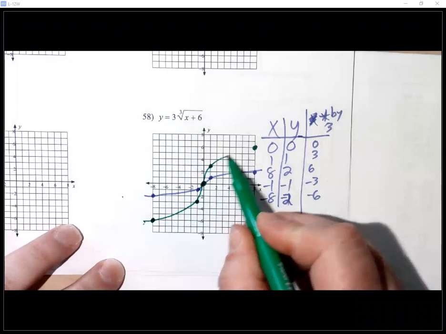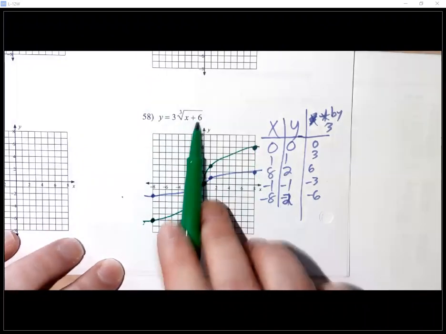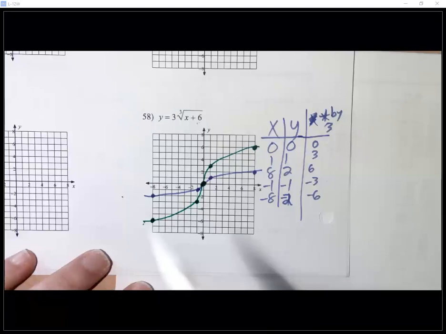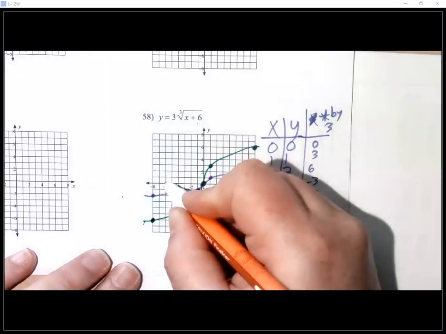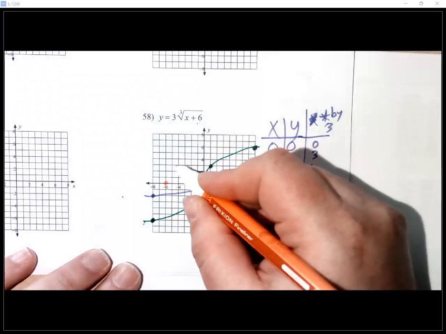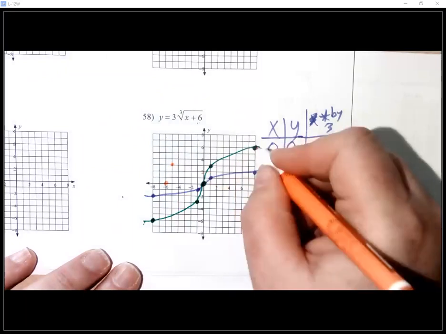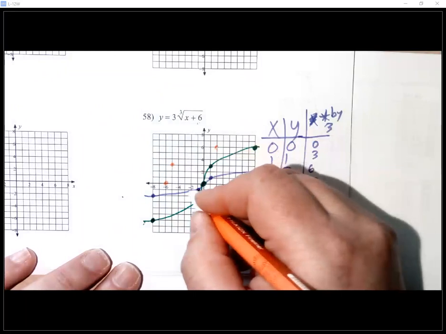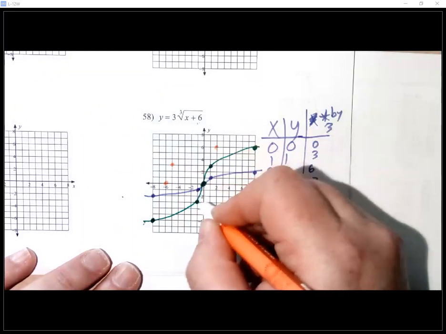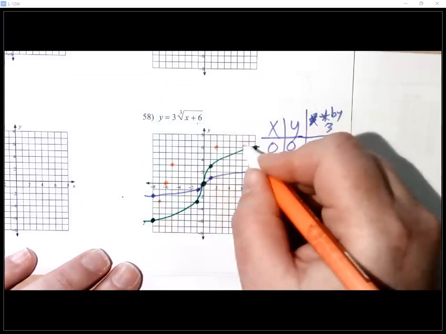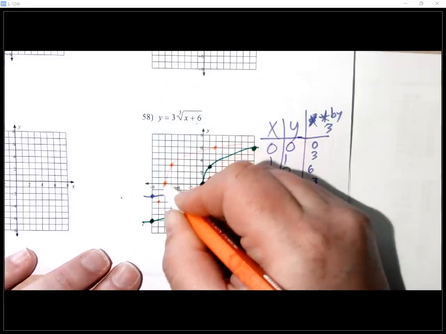And now I do have to do this last step. What does a +6 under the root tell me to do? To the left 6. So every green dot that I just made, I should shift it to the left 6 spaces. Right, obviously I won't be able to put them all on here because I'm going to run out of room. So that is roughly my final graph.